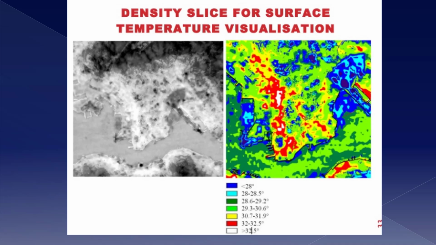Here's a density slice for surface temperature visualization. On the left are digital numbers representing temperature values from 28 degrees to 32.5 degrees Celsius. After density slice manipulation, you can see that the colors in the image on the right are representing temperatures. The warmer areas are shown in red and white, and the cooler areas are shown in blues.